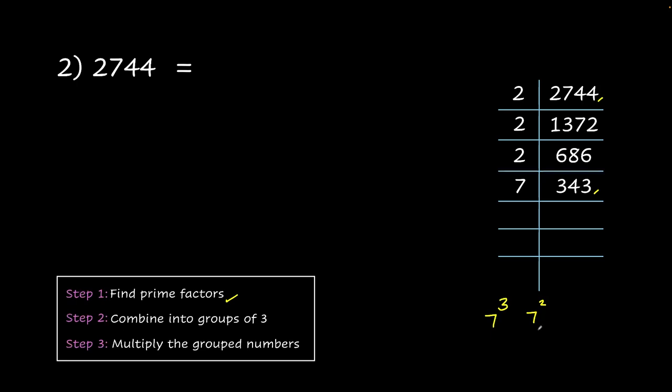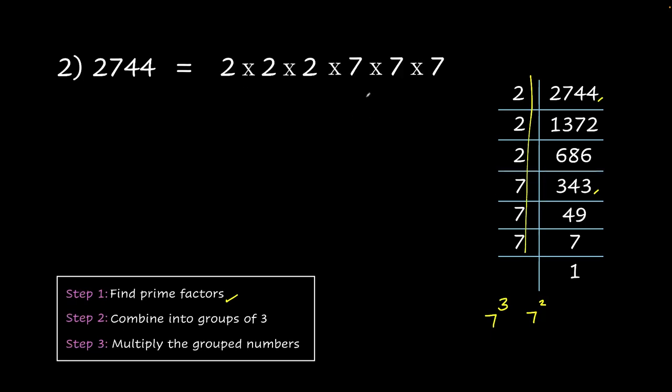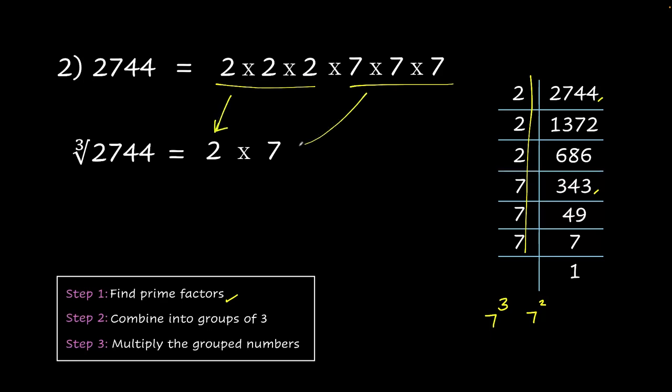So that tells us 7 squared times 7 is 343. So 7 times 49 is 343. Now we know that 7 squared is 49, so 7 times 7 is 49 and 7 1's is 7. And these are our prime factors this time. We have 2 times 2 times 2 times 7 times 7 times 7, and clearly we have two groups of 3. So the cube root of 2744 would be equal to 2 times 7. So this is 2 combined into 1, and then 7 combined into 1. And then we multiply the group numbers. So 2 times 7 is 14. This means 14 cubed gives you 2744.